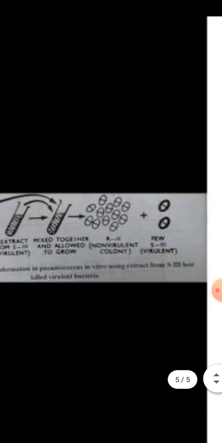So this is the figure of genetic transformation in pneumococcus in vitro, using extract from virulent strain to transform the non-virulent bacteria. You can observe here the non-virulent bacteria plus the DNA extract from the virulent bacteria. When they were mixed together and allowed to grow, the non-virulent colony developed along with a few virulent strains of the bacteria.